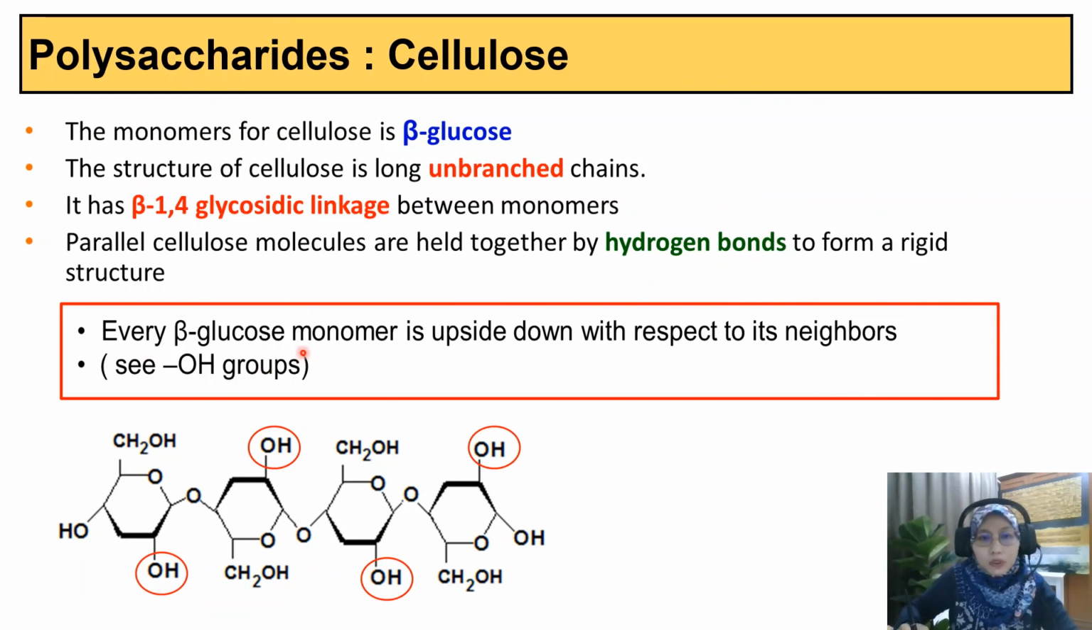Every beta-glucose monomer is upside down with respect to its neighbor. This is the first beta-glucose monomer with the normal structure. This is the second beta-glucose monomer with the upside down structure. And the third monomer is the original structure. The fourth is the upside down structure.